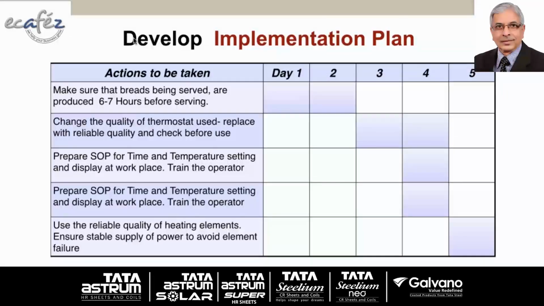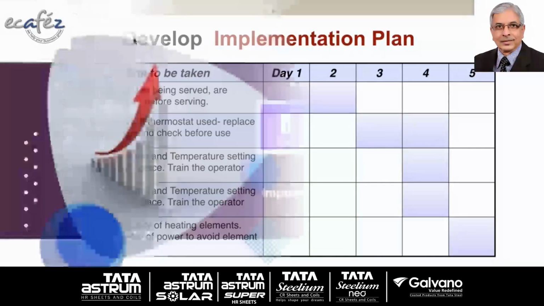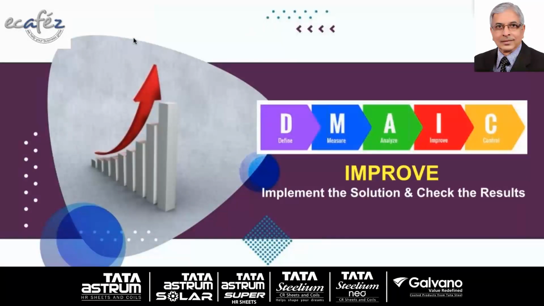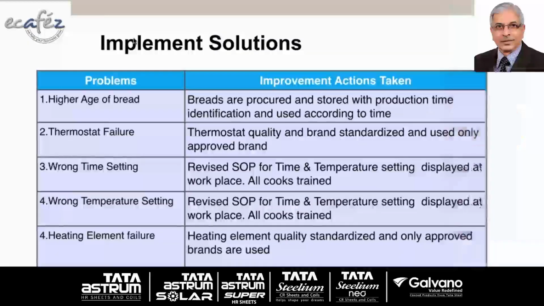Change the quality of thermostat, prepare an SOP for time and temperature setting, and use reliable quality of bread. This was an action plan made by the team, and they had to implement it within 5 days as per the schedule. Then next comes the implementation of these action plans to improve. So what was done for these 5 problems?